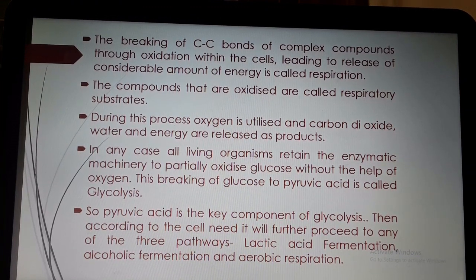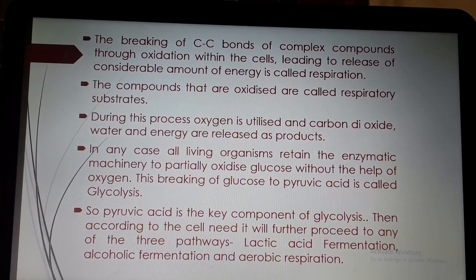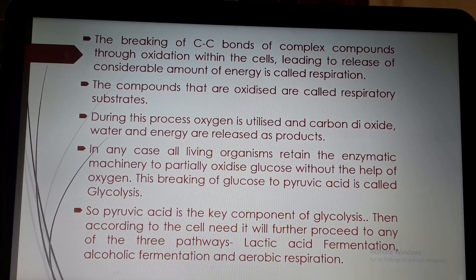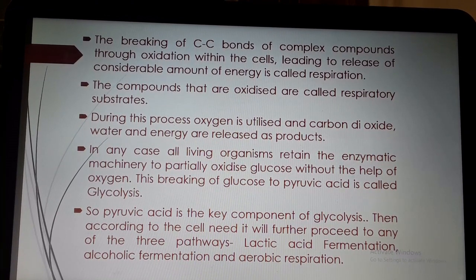Then, according to the cell's needs, it will further proceed to any of three pathways: lactic acid fermentation, alcoholic fermentation and aerobic respiration. That means, by definition, lactic acid fermentation and alcoholic fermentation are the two types of anaerobic respiration. So now let's take a look at the differences between anaerobic and aerobic respiration.